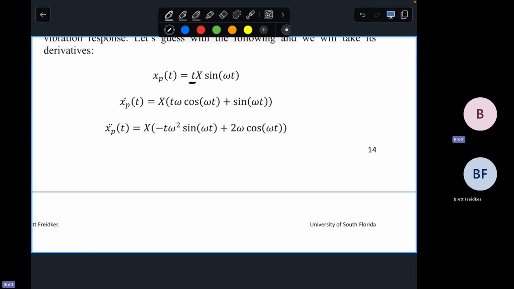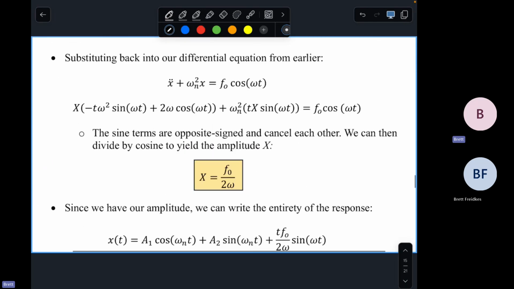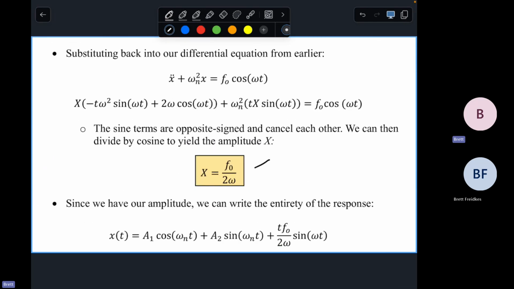That's the big difference between this and the other solutions, is that when we're at resonance, we end up with this other particular solution. But it's the same deal. We take derivatives, plug it into the differential equation, and we would end up getting a different value for x. That is just based on one frequency, because omega and omega n are exactly the same. So you could write this as f naught over 2 omega n or f naught over 2 omega. They're equivalent, right? Omega equals omega n in this case, because we're at resonance.